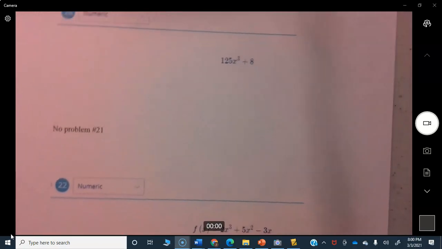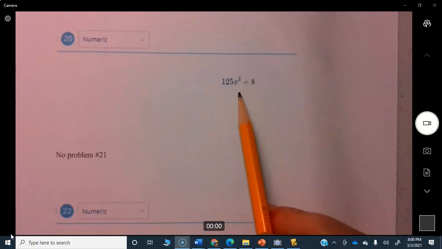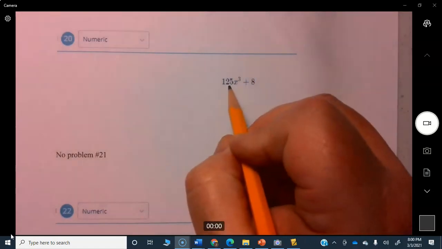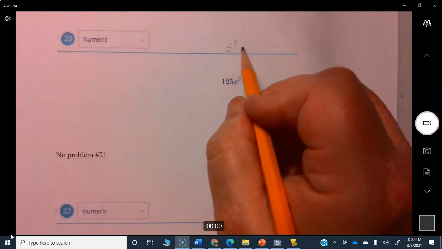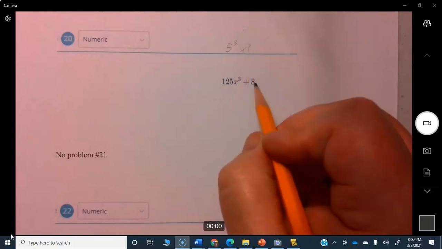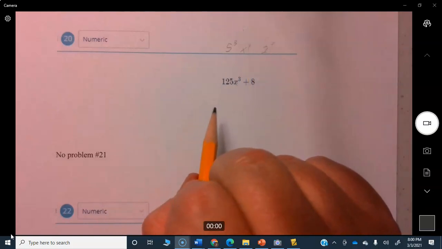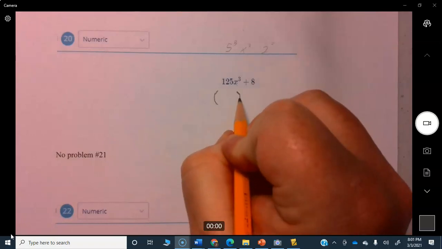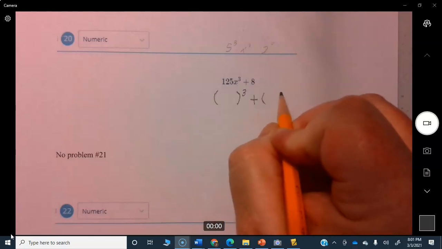Couple more. Okay, so the only thing you're asking yourself now is, are these all perfect cubes? Well, 125 is 5 to the third. I'll write it up here. X to the third is x to the third. And 8 is 2 to the third. So these are all perfect cubes. So again, we're going to draw our open parentheses and put a cube there, plus open parentheses and put a cube there.